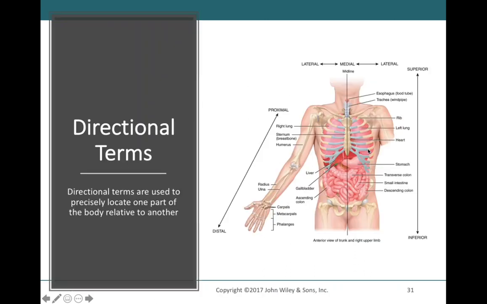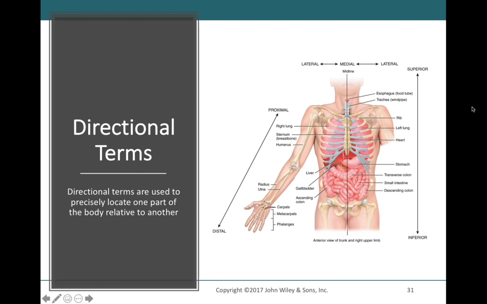Next up are the directional terms. Now, I personally find the directional terms to be extremely, extremely important for referencing the body. So we're going to take some time to go over these directional terms. There are quite a few directional terms that we're going to refer to, and these directional terms help us to locate one part of the body in reference to another part of the body.